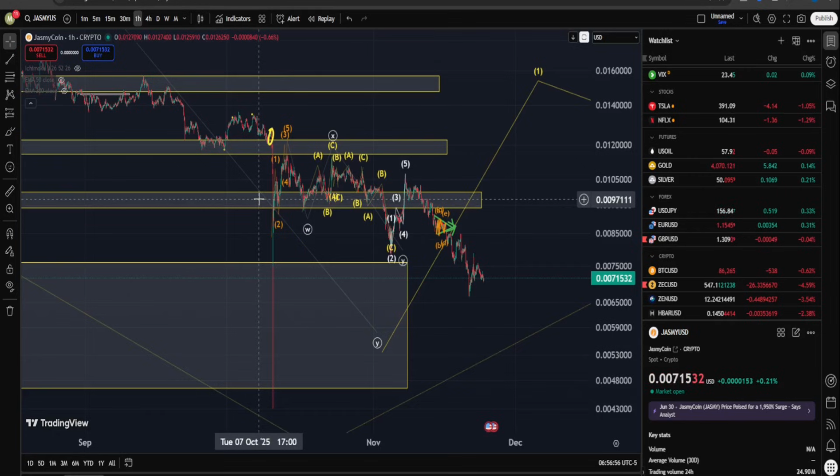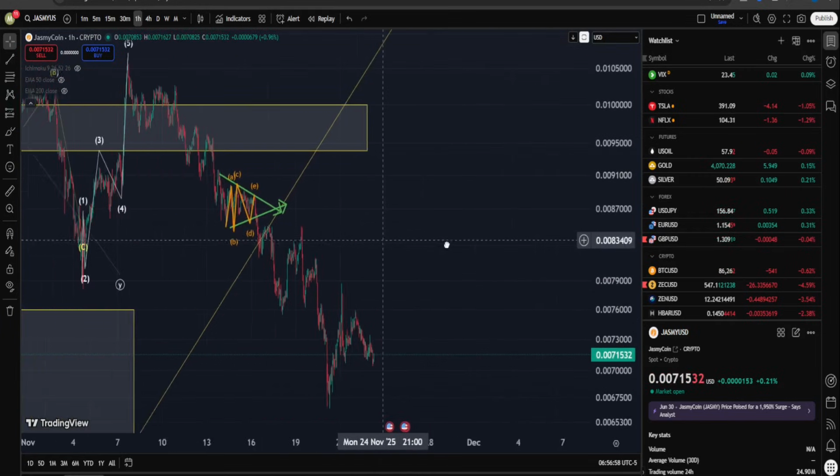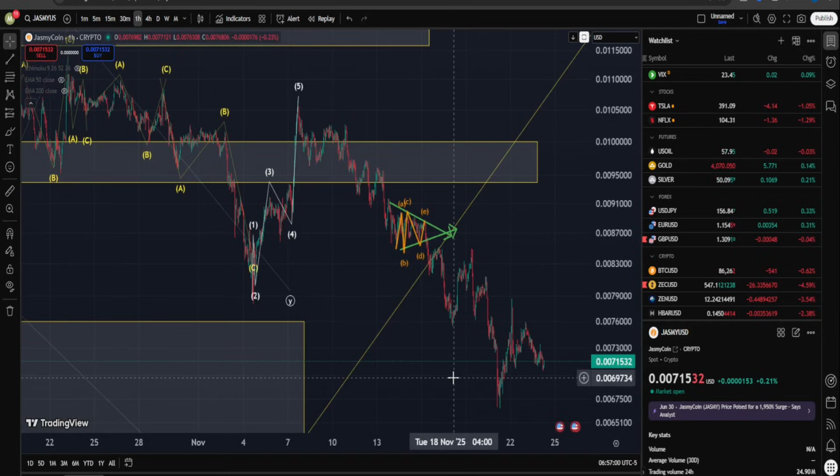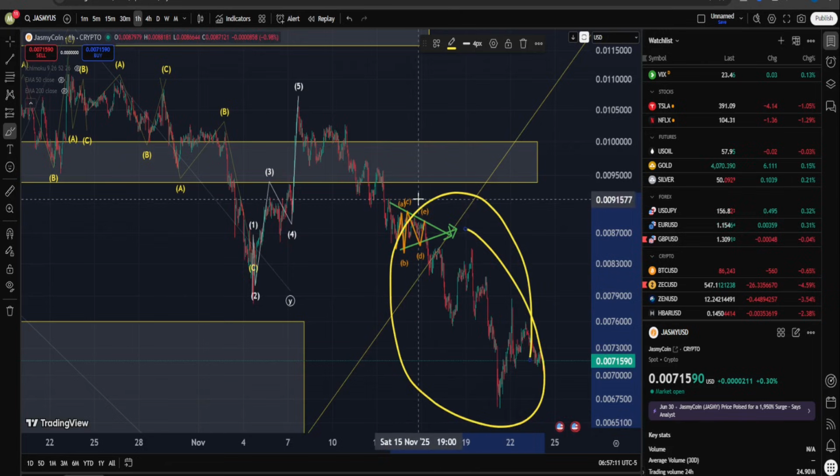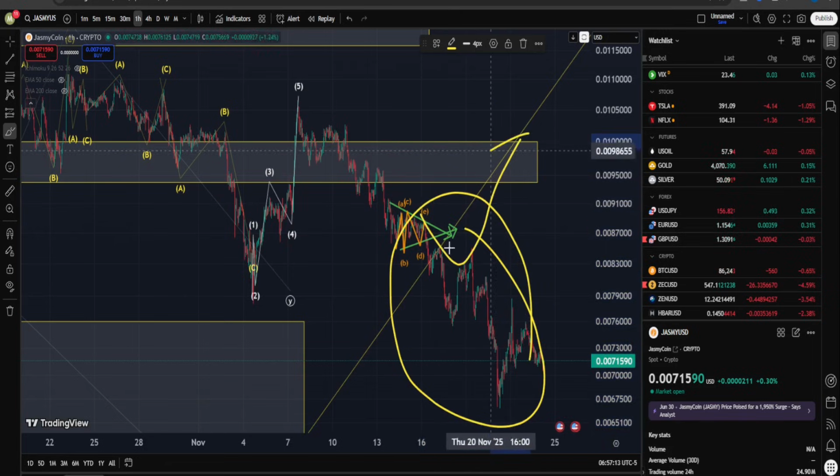Okay, hi everyone, welcome back, and in this update we are going to check out Jasmy's price chart, and I am going to be the first one to admit this and also apologize for this. I did not expect such a strong move on the downside before a decent bounce, maybe something like this.